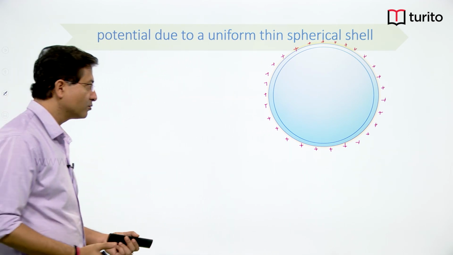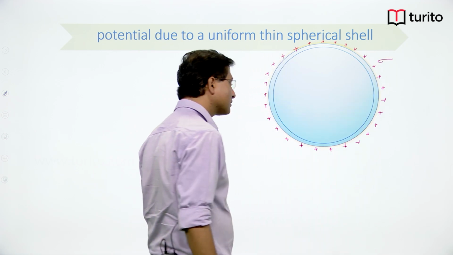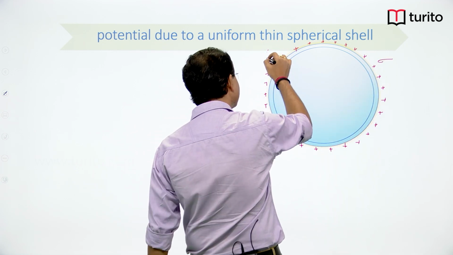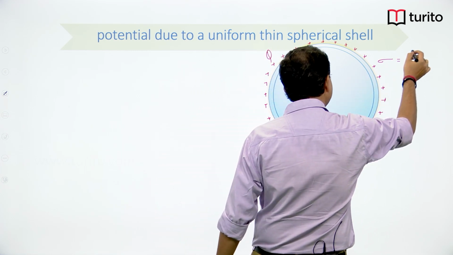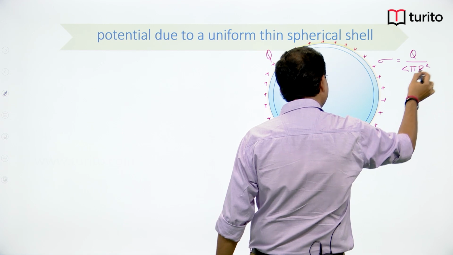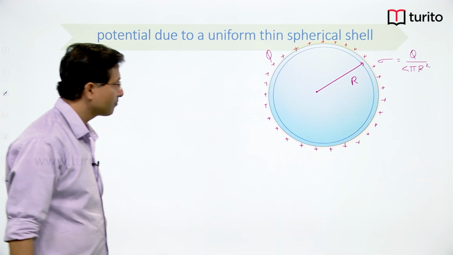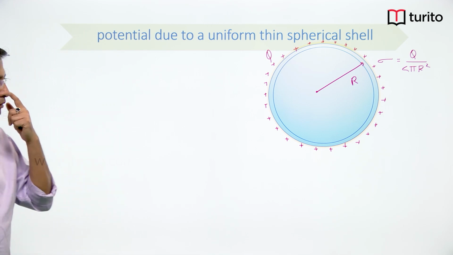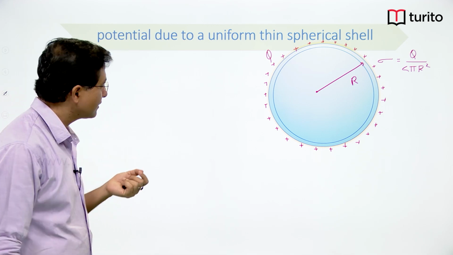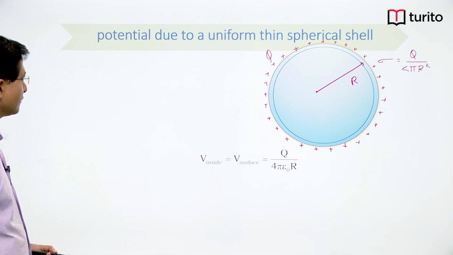So, as charge is distributed over surface, we will be defining surface charge density sigma. Sigma will be equal to whatever be the total charge distributed divided by surface area 4 pi r square. Let the radius of this one be capital R. So, I am interested to find what is the field inside.